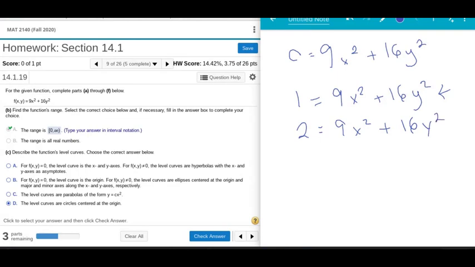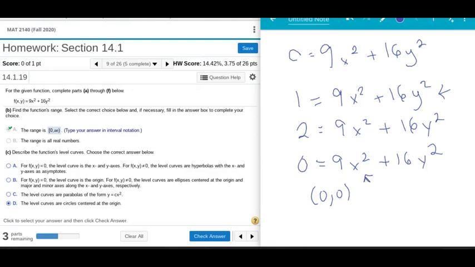Now, are all of the level curves going to look like this? Almost all of them, but what happens when we plug in 0? Take a look. If I set my function equal to 0 and I try to solve this, the only time that I'm going to add this and get 0 is when x and y are both 0.